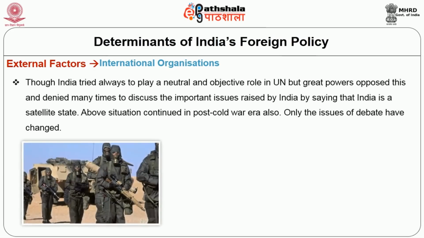Though India always tried to play a neutral and objective role in the UN, great powers opposed this and denied many times to discuss the important issues raised by India by saying that India is a satellite state. The above situation continued in the post-Cold War era also. Only the issues of debate have changed.